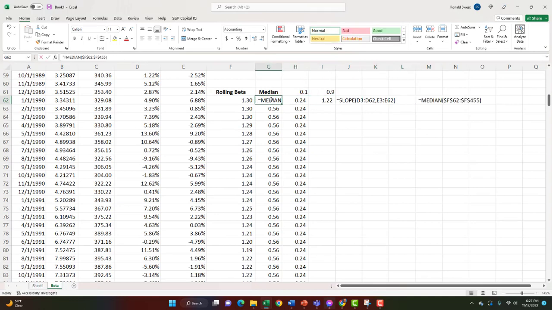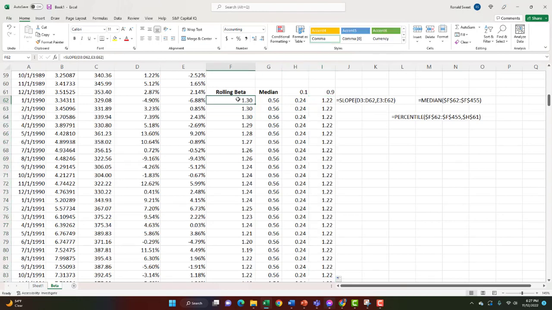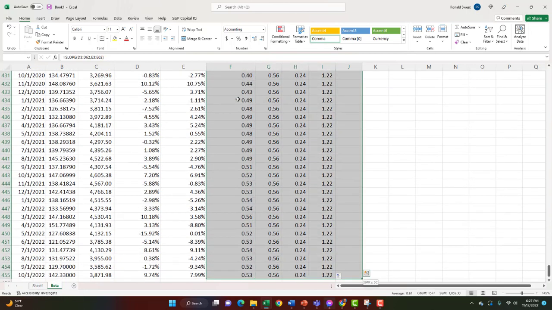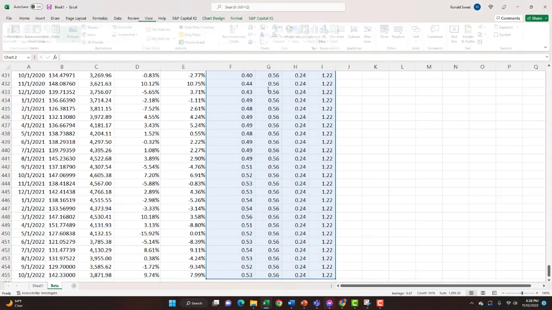Put that formula on the side so you can see. And the percentile. Those are the formulas that I did. I can copy this down. And now I can do a graph. For the graph, I'm just going to highlight those 4 columns, so Control Shift down and go right, and I'm going to insert a line chart.